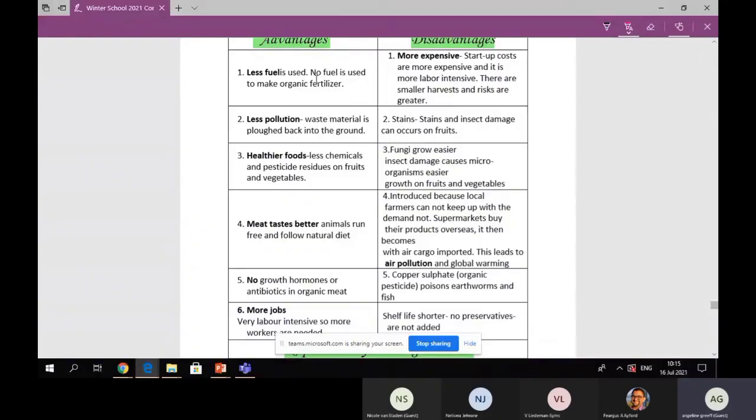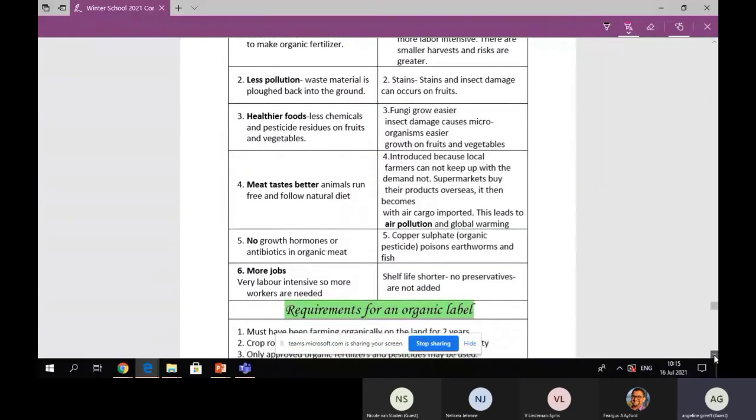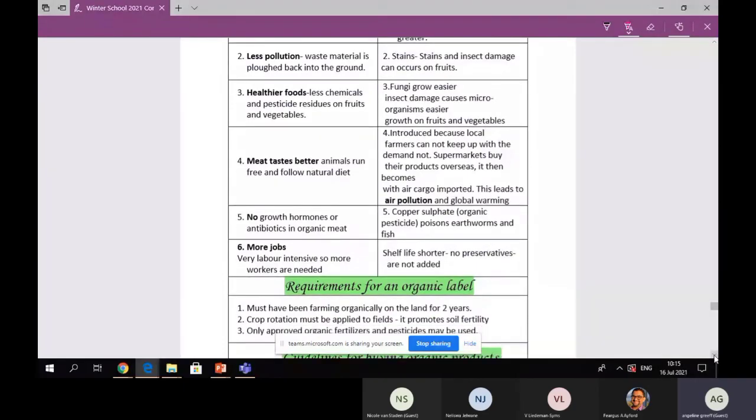So in terms of the environment, you will see less fuel is used, no fuel is used to make organic fertilizer, there's less pollution. So if they ask about advantages for the environment, these are things that you want to refer to. Less pollution, waste material is plowed back into the ground, right? It's healthier, less chemicals and pesticide residues on fruits and vegetables. So this is going to be better maybe for the end user, the consumer, right?